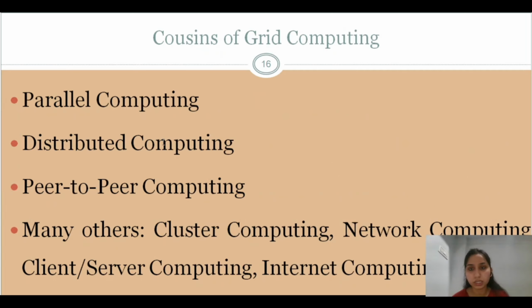What are the cousins of grid computing? The cousins of grid computing are parallel computing, distributed computing, and peer-to-peer computing, and some others such as cluster computing, network computing, cloud server computing, internet computing, and so on.